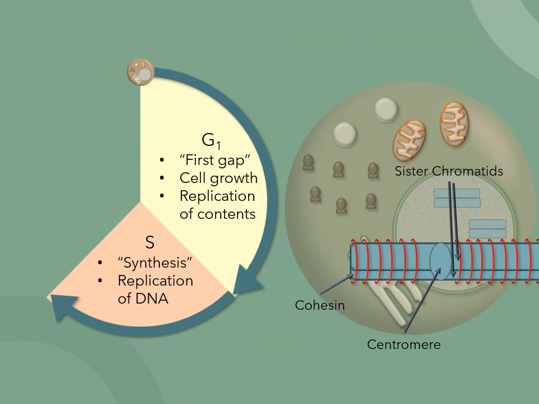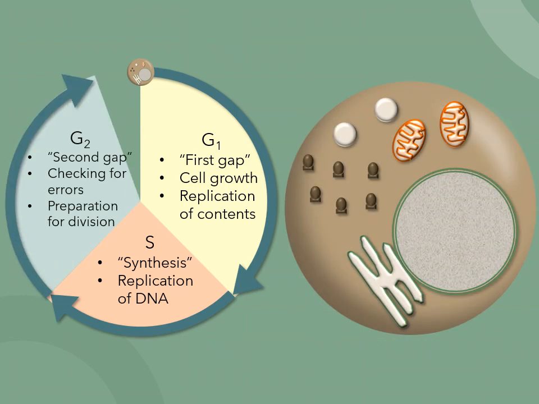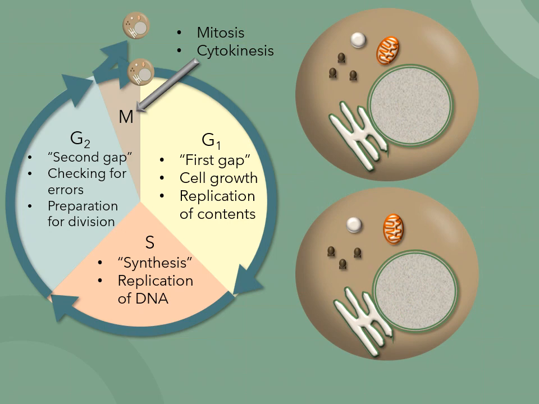Once the chromosomes have been replicated, the cell can progress through G2, the second gap phase. During this time, the cell is mostly checking for any errors to ensure that the daughter cells produced by division will be accurate and preparing for the process of division, which will happen during M, or the mitotic phase, which consists of mitosis and cytokinesis. We'll look at these processes in more detail in another video, but they result in the division of both the chromosomes and the cellular content, splitting one parent cell into two daughter cells, and bringing us back to the beginning of the cycle.